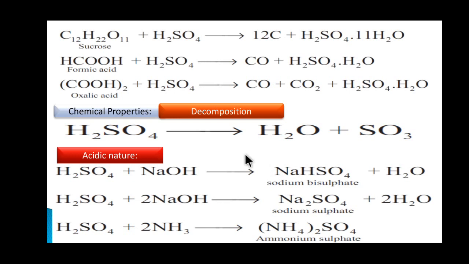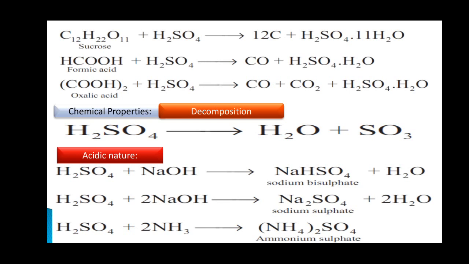And next, acidic in nature. Generally it is a strong dibasic acid. Sulfuric acid is a strong dibasic acid. Why is it a strong dibasic acid? Because when it dissociates it gives 2 hydrogen ions and a sulfate ion. That's why it is a dibasic acid. Is it clear? Okay.